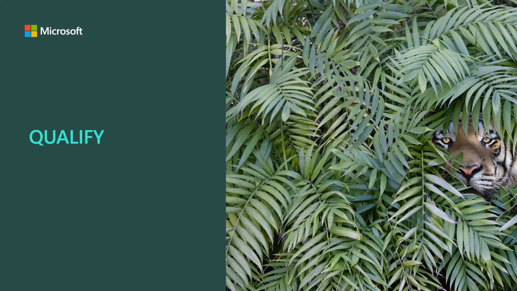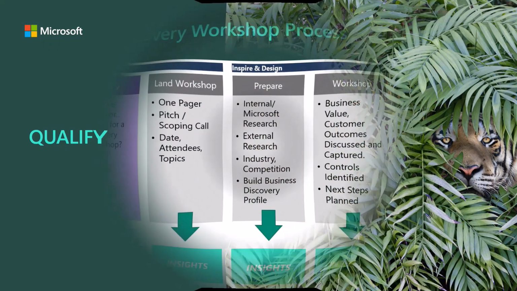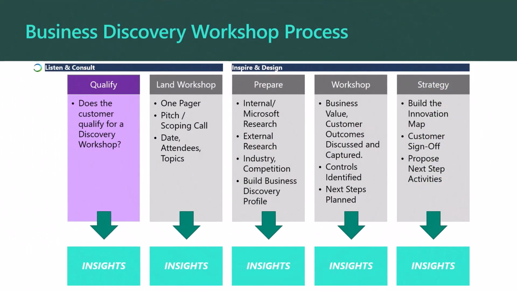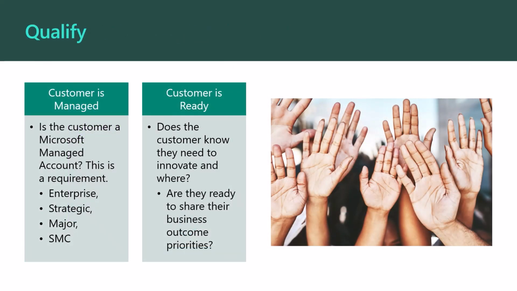So let's jump right in. Let's talk about qualifying a customer for one of these business discovery workshops. And that's the first pillar here, the first phase of these workshops, and it's really the simplest. For the customer to qualify for the workshop, the customer should be a managed Microsoft customer. And it doesn't matter at what level they're managed, as long as they have an account rep, they're managed.